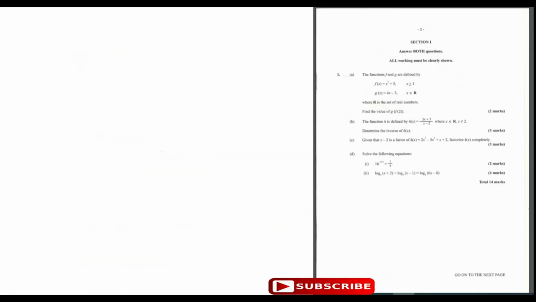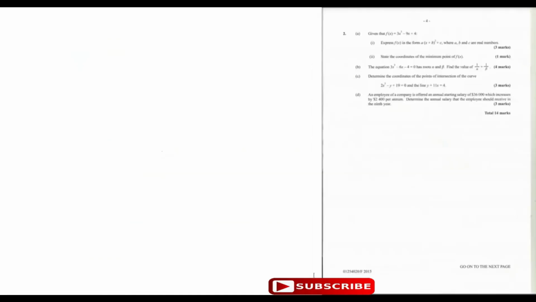All right, now let's have a look at question 2. Question 2 is usually quadratic, and it says now, express f of x in the form a into x plus b all squared plus c, where a, b, and c are real numbers. So it gives us the quadratic equation, where it is telling us, of course, that f of x is equal to x squared.